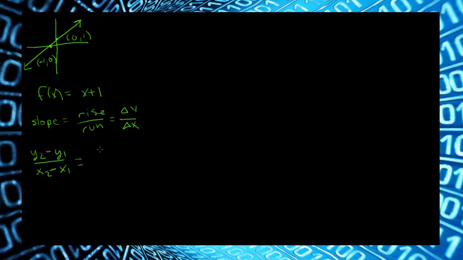So it would be 1 minus 0 over 0 minus negative 1, 1 over 1, 1. So the slope between these 2 points is 1. In fact, the slope anywhere on this line is 1 because it is a linear function. Let's take a look at a nonlinear function.